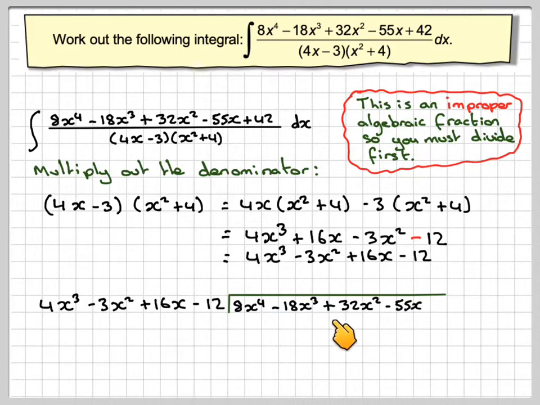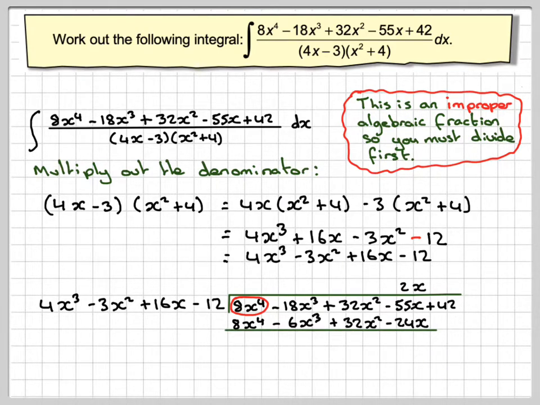Now make sure you write everything in the right column when you do this. So the first thing we're going to divide is the 8x to the 4 by 4x cubed, and that just gives me 2x. Now you write the 2x here, because this is where the x's go. And then you multiply out. So 2x times 4x cubed gives you 8x to the 4. 2x times minus 3x squared gives you minus 6x cubed. 2x times 16x will give you 32x squared. And then 2x times minus 12 will give you minus 24.